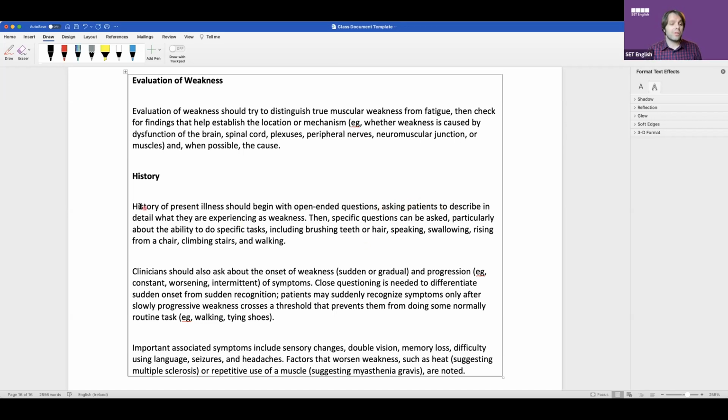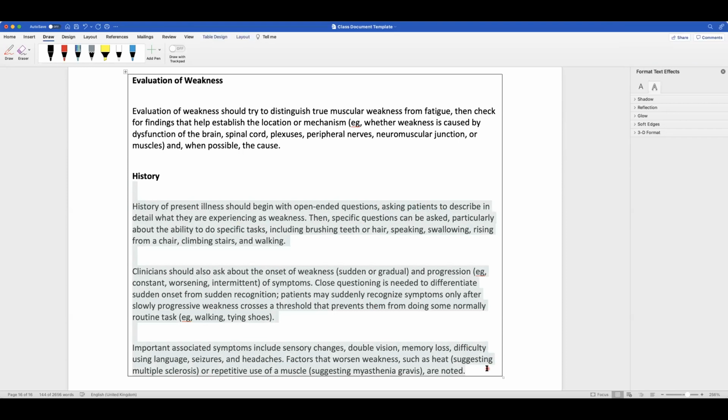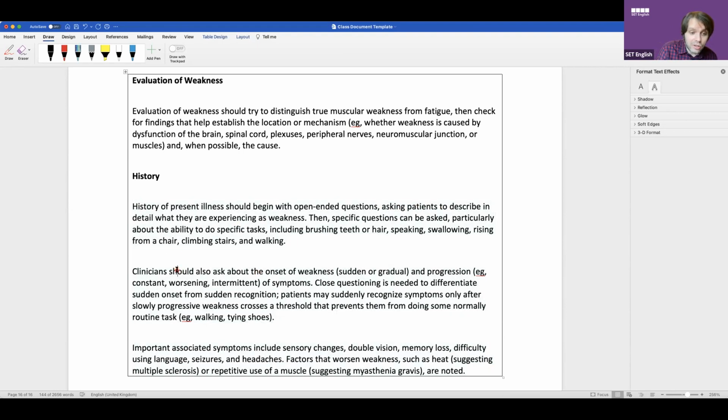And what's the function of this? Advice. Yeah, it is. Good. Look, it's just saying clinicians should. Is needed. Right?